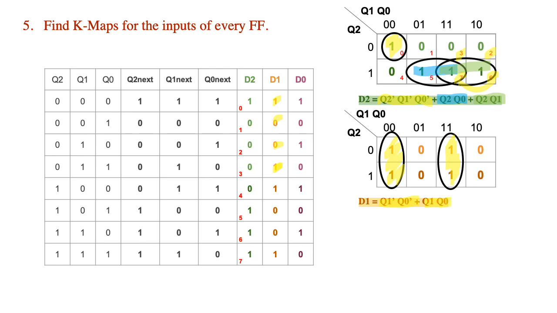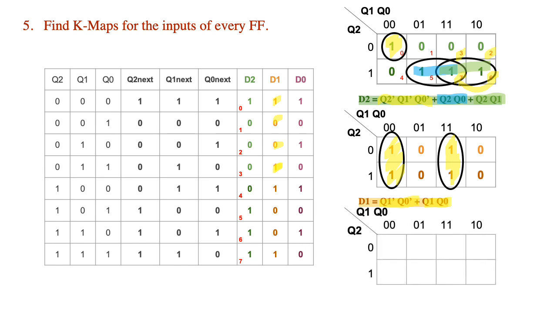Finally, we'll do a K-map for D0 as such. This will result in an expression for D0, so that D0 is equal to Q0 bar. Remember, we can group all these four elements together combined. Hence, the expression simplifies to Q0 bar.